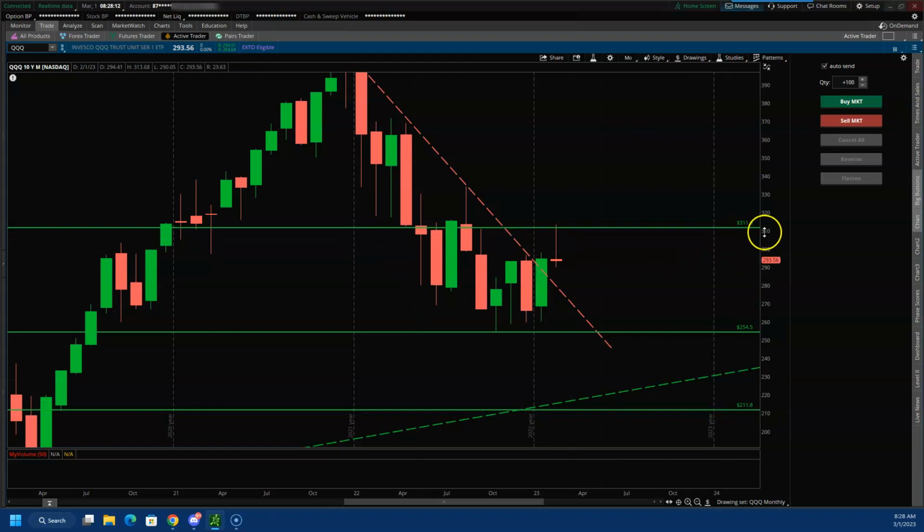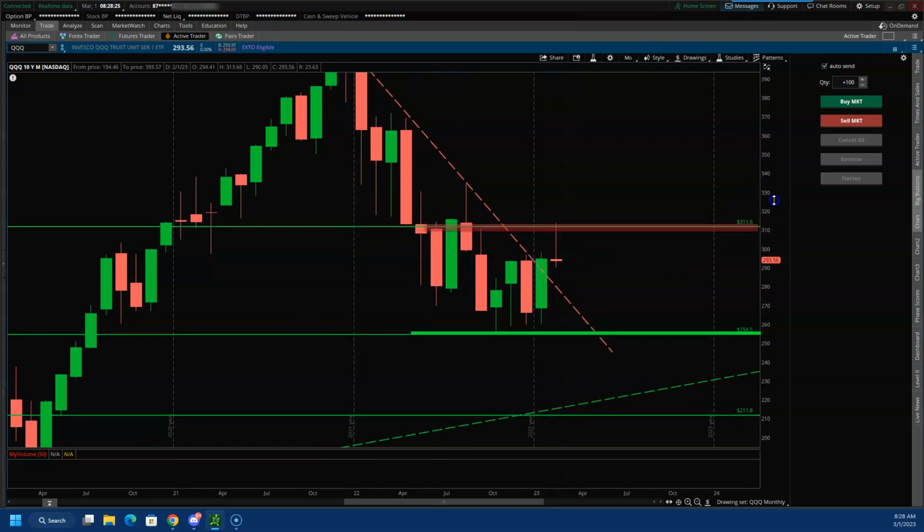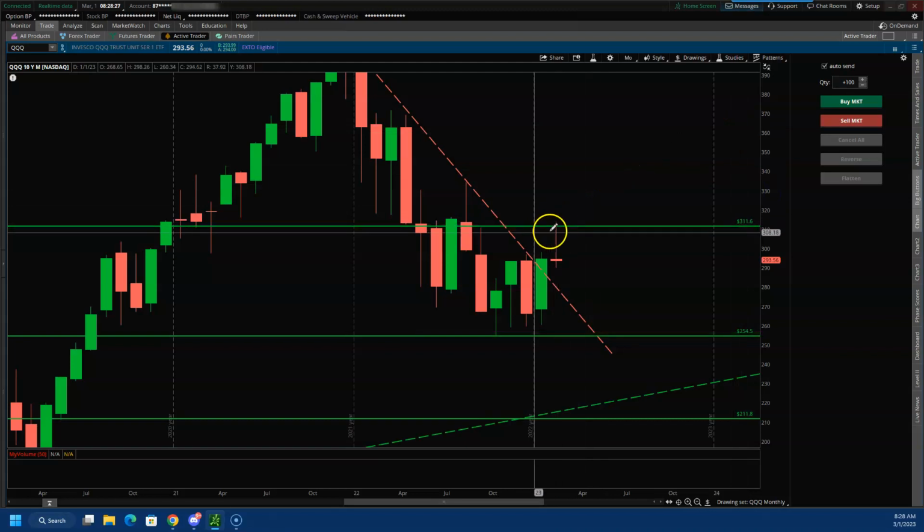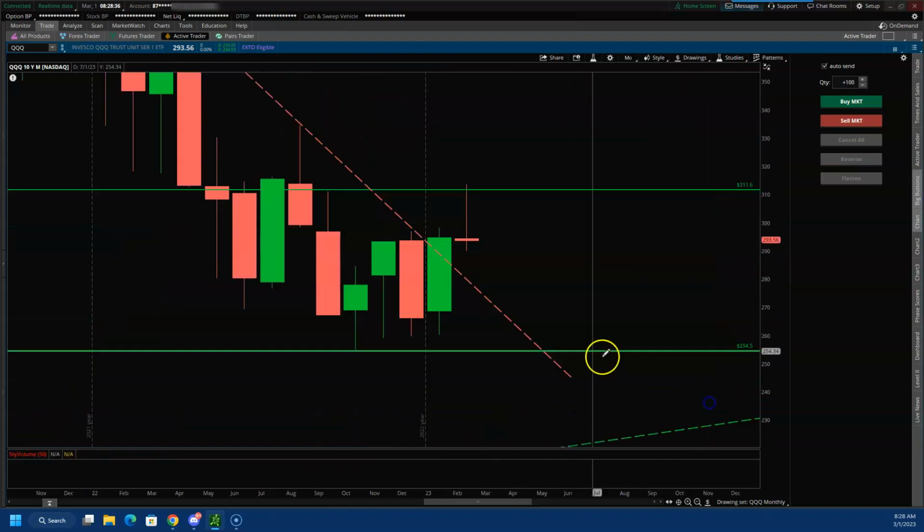Because this whole 311.6 area ended up being a resistance, right? And it has been the resistance for quite a few months, right? It was a support. So that means this is a critical area, 311.6, 312. Unless or until we can get above that, we will not be able to get out of this range or this structure, right? Yes, we are above the downtrend line. That's nice, but we kind of close the month right where we started.